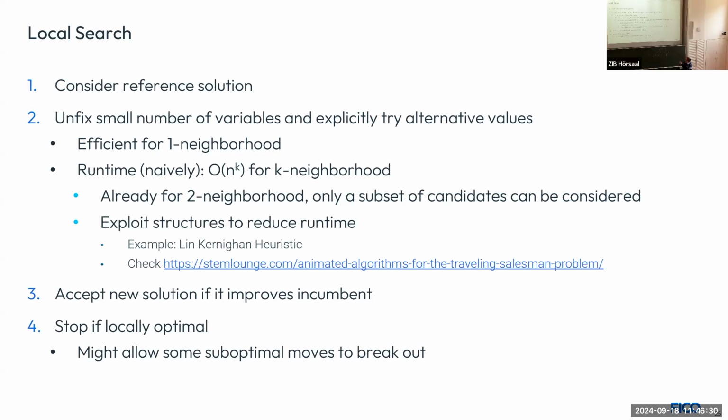On more general combinatorial problems like the TSP, the Lin-Kernighan heuristic, which is one of the best heuristics for TSP, is a sort of k-opt heuristic with a flexible k. And then, if the new solution improves, you accept it as a new incumbent solution and might repeat this procedure until it doesn't give you anything anymore.